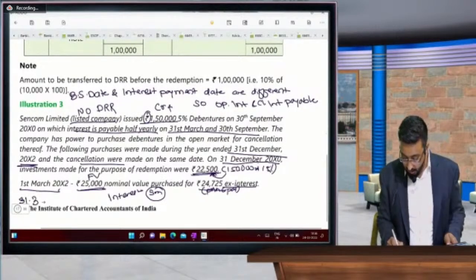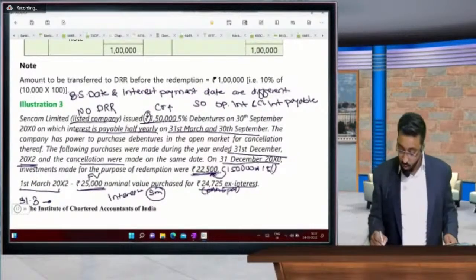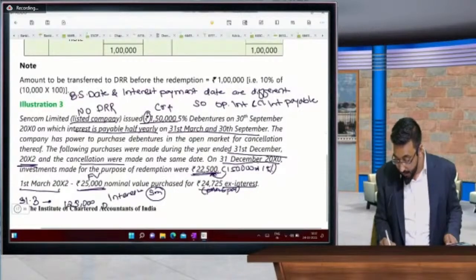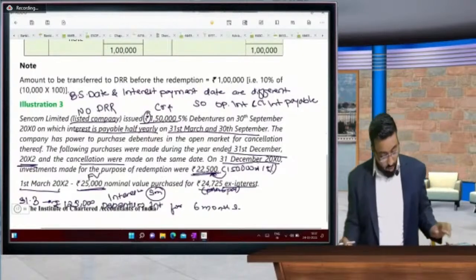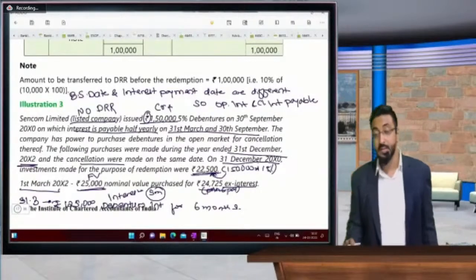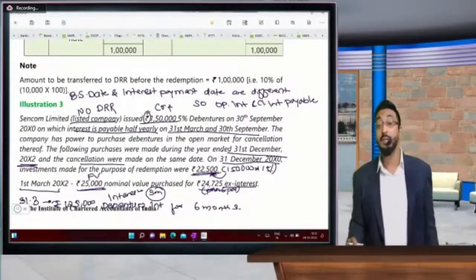Then next entry, 31st March. Now you bought 25,000 debentures. Out of 1,50,000, 25,000 we already bought, so we are left with 1,25,000 debentures. Interest on 1,25,000 debentures for 6 months. So on 31st of March, we have to pay interest for 6 months.